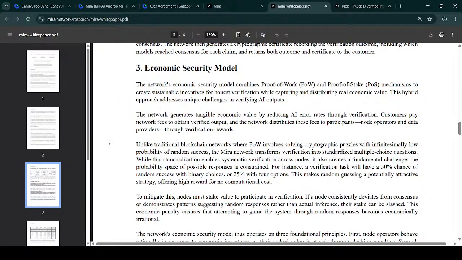So the network economic security model combines proof of work and proof of stake. This mechanism creates sustainable incentives for honest verification while capturing and distributing real economic value. This hybrid approach addresses the economic challenge of verifying AI output. The network generates economic value by reducing AI error rates through verification. Customers pay network fees and obtain verifiable output. The network distributes these fees to participants: node operators and data providers, as verification rewards.